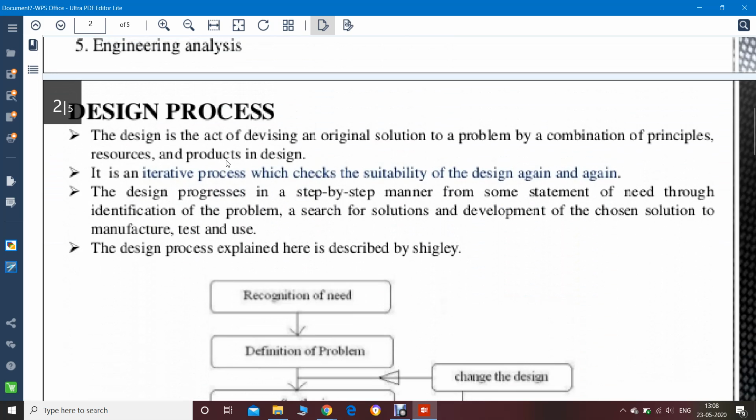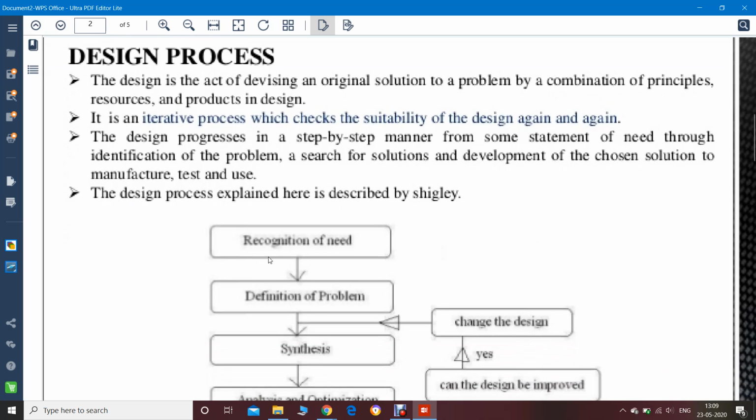the next point is the design process. Design is the act of devising an original solution to a problem by a combination of principal resources and products. Design is an iterative process which checks the suitability of the design again and again. The design progresses in a step-by-step manner from some statement of need through identification of the problem, a search for solutions, and development of the chosen solution for manufacturing, test and use.